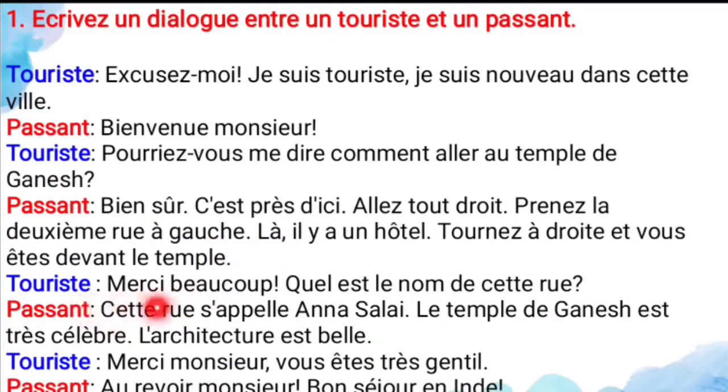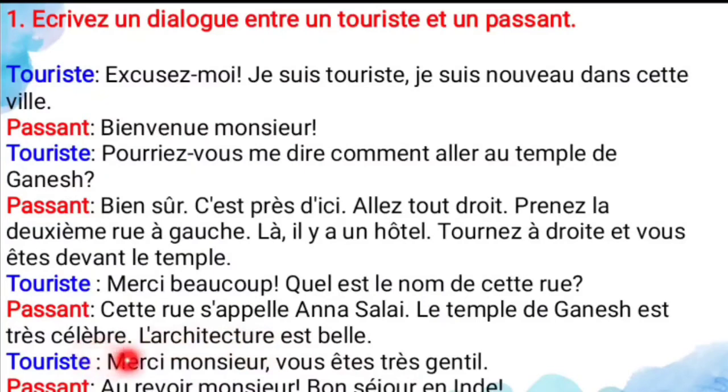And tourist: merci beaucoup. Quel est le nom de cette rue? So, thank you very much, sir. And what is the name of that street? And passant: cette rue s'appelle Anna Salai. So, that street name is Anna Salai. Et le temple de Ganesh est très célèbre. And the temple, that is Ganesh temple, it's very famous. L'architecture est belle. It means the architecture is beautiful.